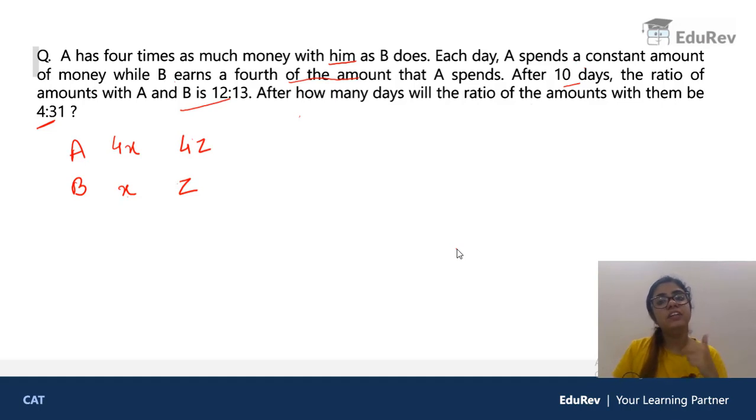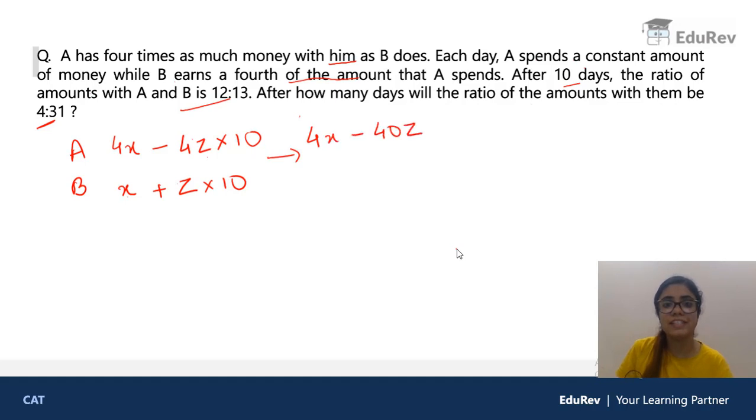Okay? After 10 days, the ratio is 12:13. So every day if A is spending 4z, after 10 days A will be spending 4z into 10 and B will be earning z into 10. So now they are saying A's money right now is 4x minus 40z upon B's money is x plus 10z. This ratio here we have calculated for 10 days. Okay? That is the reason we are multiplying by 10. This ratio is 12:13. So we'll cross multiply and we'll find the relation between x and z first.